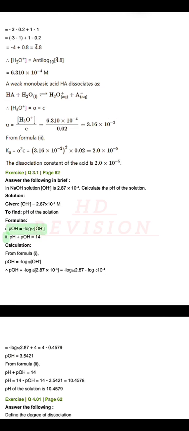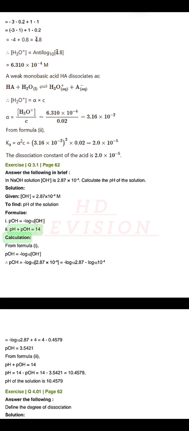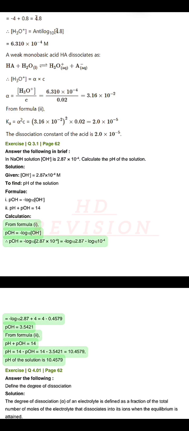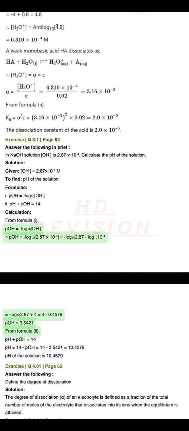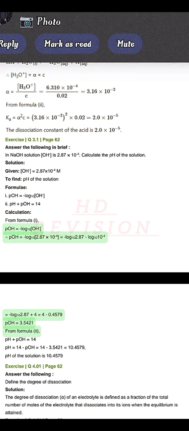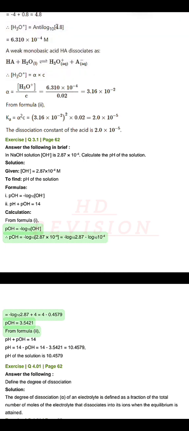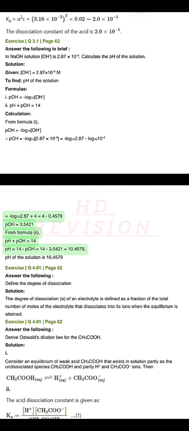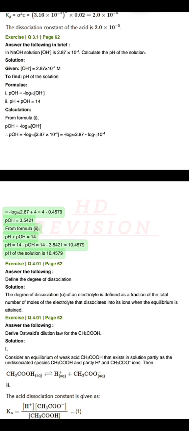pOH = -log10[OH-], pH + pOH = 14. Calculation. From the formula, pOH = -log10[OH-] = -log10(2.87 × 10^-4) = -(log10 2.87 + log10 10^-4) = -(0.4579 - 4) = 3.5421. From the formula, pH + pOH = 14, so pH = 14 - pOH = 14 - 3.5421 = 10.4579. The pH of the solution is 10.457.